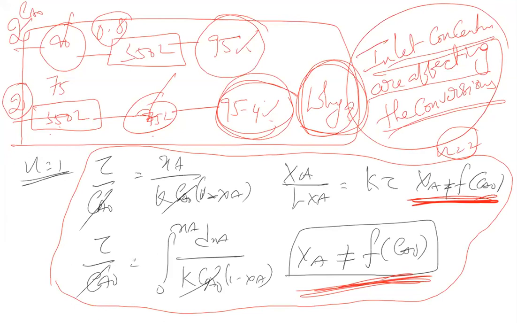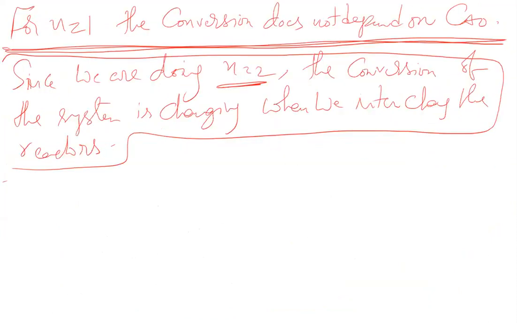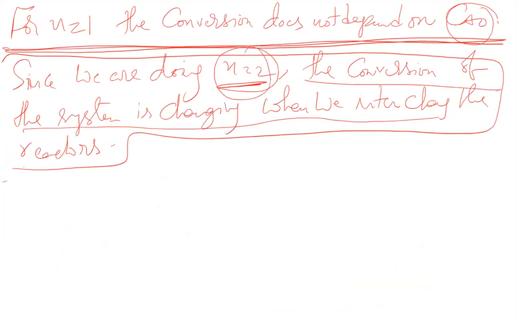Then I did a small derivation for n equal to 1. For n equal to 1, if I see the performance equation, I realized that the conversion doesn't depend upon the inlet concentration. So for n equal to 1, the conversion doesn't depend upon CAO. Since we are doing higher order reactions, n equal to 2, the conversion of the system is changing when we interchange the reactors.